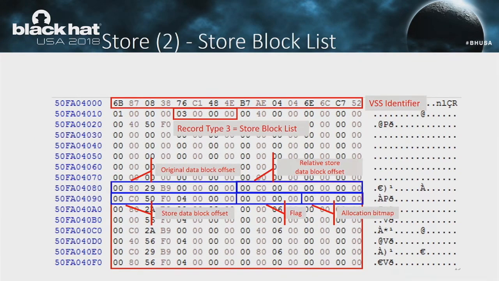This is a sample of a store block list. You can see original data block offset, and a backed up data block offset here.